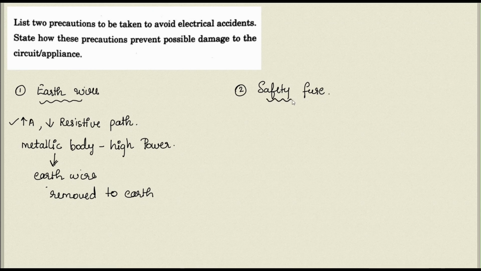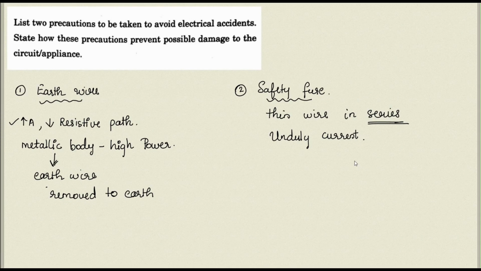Now, how does the safety fuse work? Safety fuse is a very thin fuse wire, which is a very thin conducting wire, connected to the electrical circuits in series. Now, how does it work? When any kind of voltage fluctuation happens or any unduly high amount of current, excessive current, flows through the circuit, what happens?